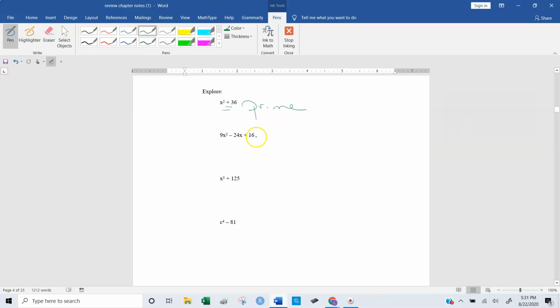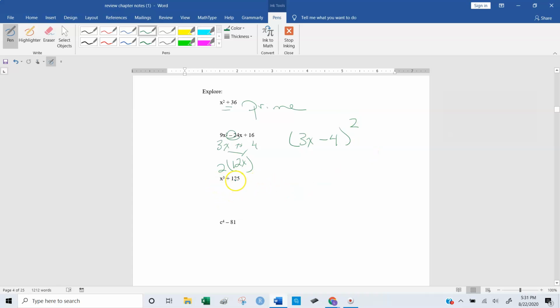Okay, is this a difference of squares? Or a perfect square trinomial, I'm sorry. So the square root of 9x squared is 3x. The square root of 16 is 4. Multiply gives me 12x. Oops, sorry. Now let's double it. Does that work? 24, it does. So this is now 3x. Remember to always use that sign. Minus 4 quantity squared.